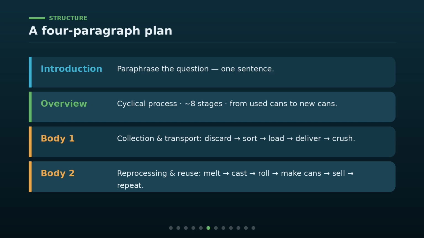Here is our 4-paragraph plan. The introduction paraphrases the question. The overview describes the process as cyclical, with about 8 stages running from used cans to new cans. Body 1 covers collection and transport. Body 2 covers reprocessing and reuse. With this plan in place, let us write.